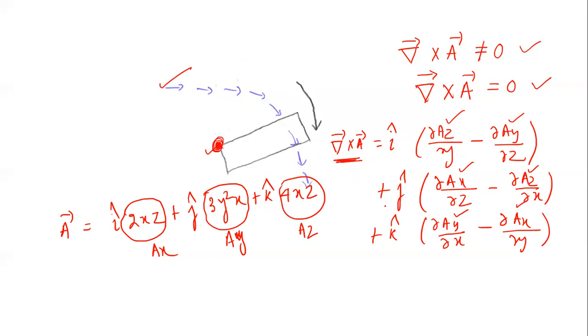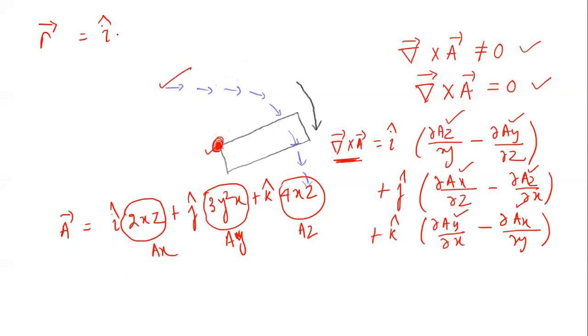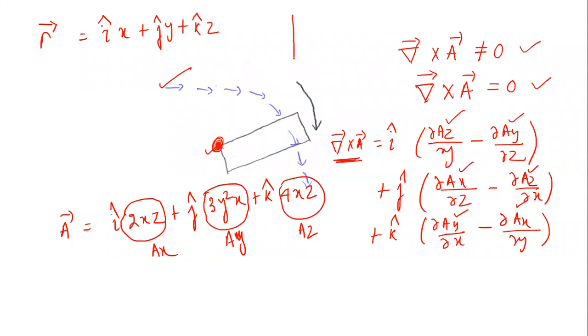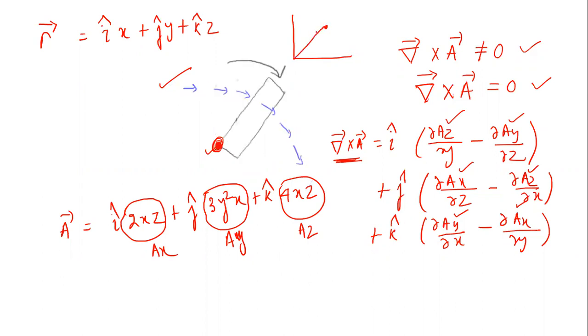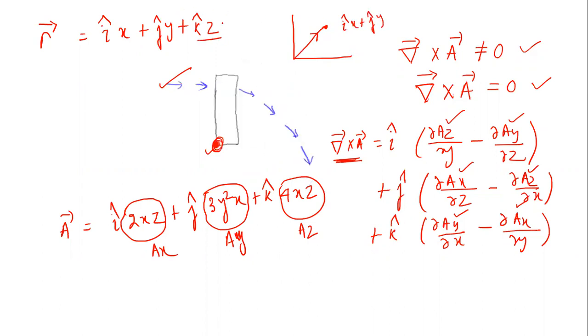For example, let us take the position vector r. The position vector can be written as i cap x plus j cap y plus k cap z. What is the position vector? You all know that. I'm just showing it in 2 dimensions; it can be extended to 3 dimensions. Here you can write this as i cap x plus j cap y. Similarly, for 3 dimensions, we can add this k cap z.